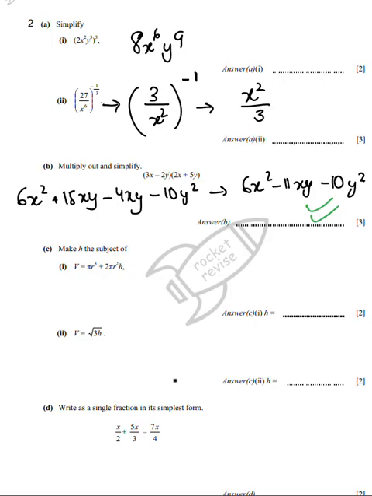Make h the subject of V = πr³ + 2πr²h. Well, you have to make h the subject. First things first, let's shift πr³ to the other side of the equation, right? And then we can divide the entire equation by 2πr² to get h. But now I want to ask you this question: are we done?